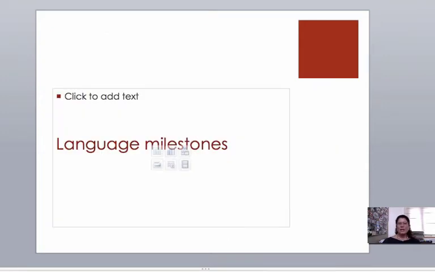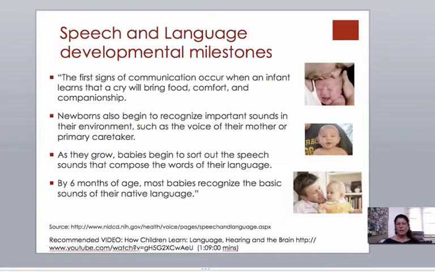Okay, so let's look at some key learning or language milestones for children. We know that there are first signs of communication, and this is not language, or is it language? First signs of communication are when a child will cry, communicating to the parent their needs: they're hungry, they're wet, they're tired, they're cranky. Then children begin to coo and to imitate others. And by 6 months of age, we know that babies can recognize the sounds in their native language as compared to other languages.